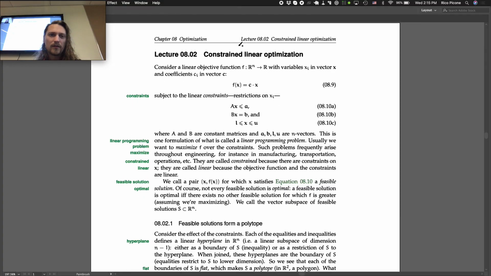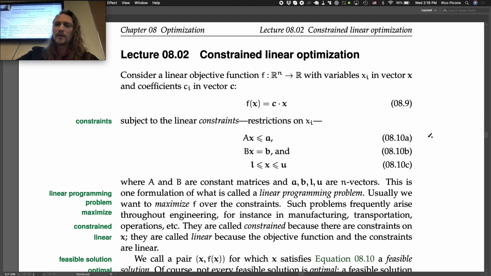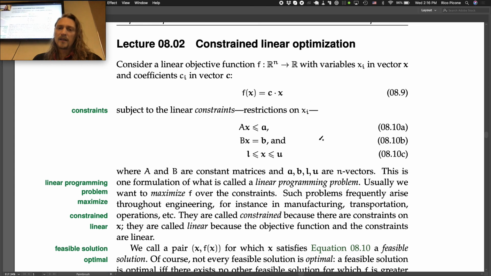Okay, so lecture 8.2, constrained linear optimization. Consider a linear objective function f mapping Rn to R with variables xi in vector x and coefficients ci in vector c, such that f of x is c dot x, as in equation 8.9, subject to the linear constraints, restrictions on xi, that matrix A times x is less than or equal to vector a.